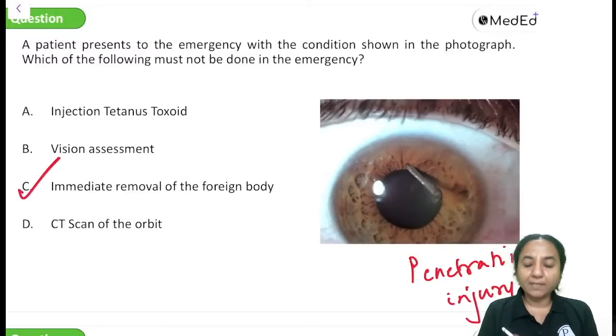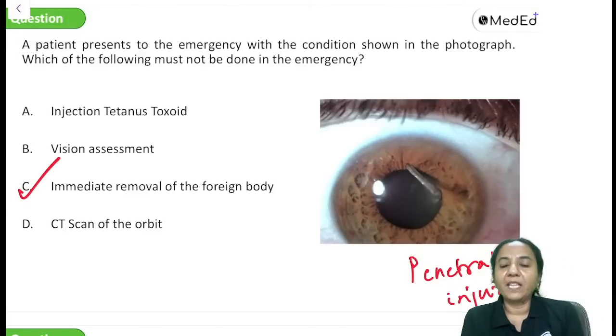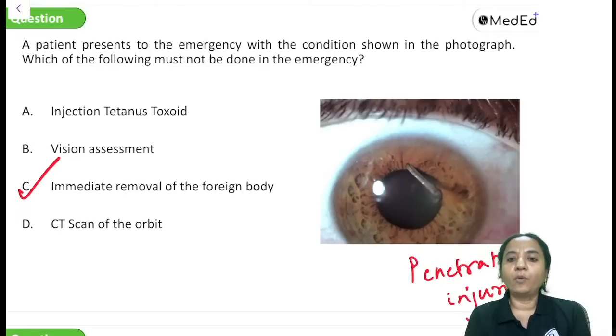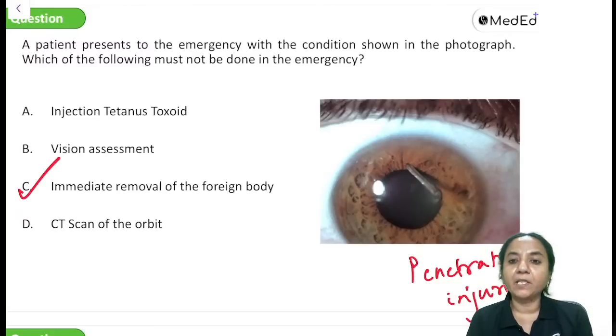Common sense says that we should never try to remove this in the emergency, because if you remove it, you end up causing more damage. It has to be removed in the OT at a tertiary care hospital by a specialist ophthalmologist. So it must not be done in the emergency. MRI is contraindicated because it is a metallic foreign body. You must not do an MRI, you have to do a CT scan.